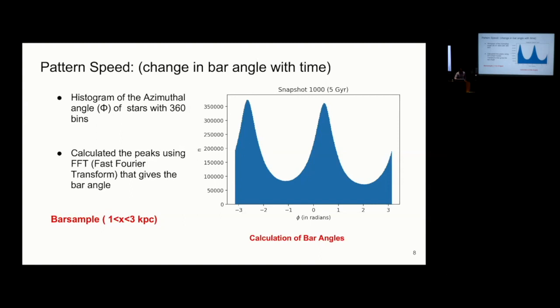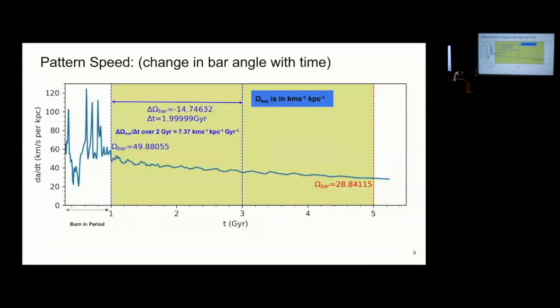As you can see here, I have a histogram that goes from minus pi to pi, and we get distinct peaks here. We calculated the bar angle using a fast Fourier transform, and it's notable that we had to select stars in a certain region as our bar sample to find the angle of the bar. Once we calculated bar angles at multiple snapshots, I could look at the change in the angles over time, which is the pattern speed.